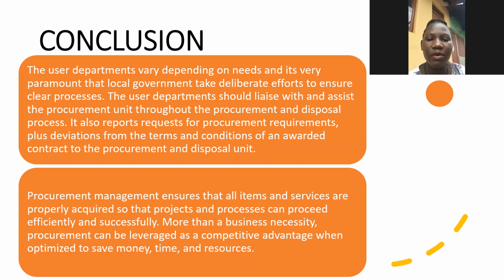The user departments should liaise with and assist the procurement unit process. It also requests for procurement plus deviations from conditions of a procurement. Procurement was the proper acquired so that it proceeds efficiently and successfully.